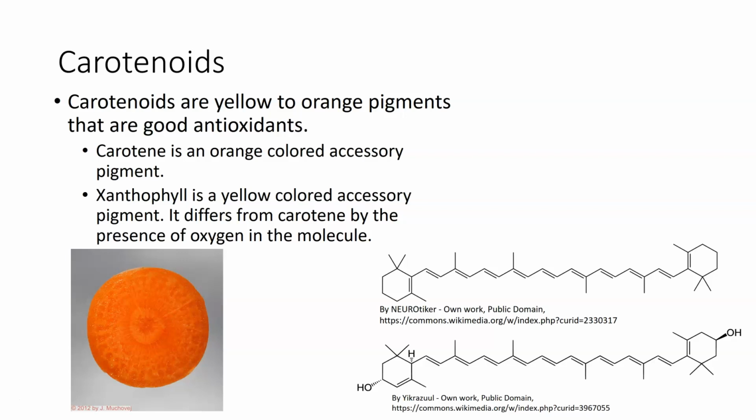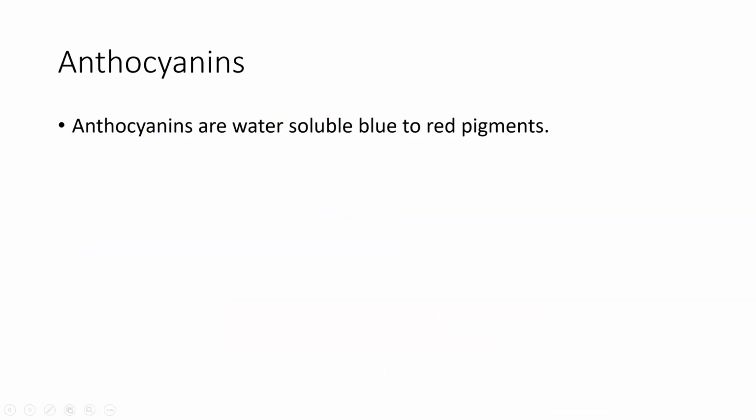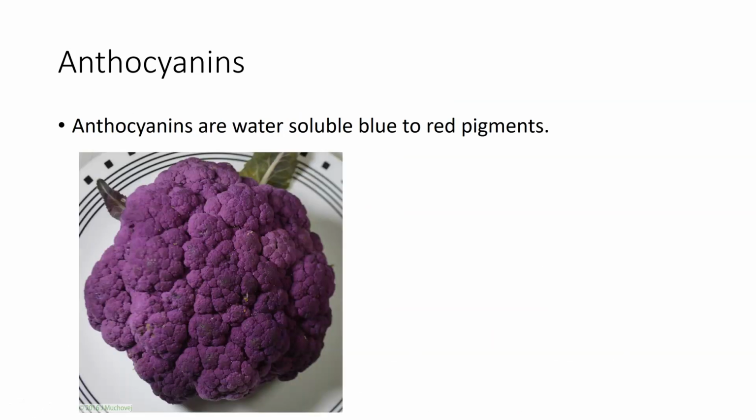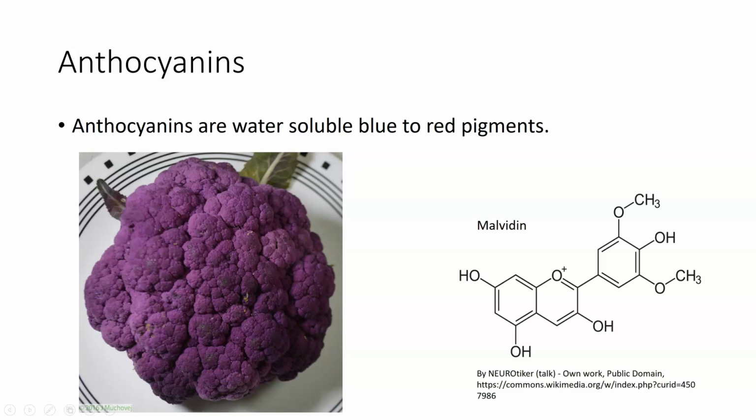These can be found in many different colored vegetables, which is why they always say to eat plant material that is colored. Anthocyanins are water-soluble blue to red pigments. Notice the color of this purple cauliflower. The structure of anthocyanins is more of a phenolic type than the other pigments, and can be found in many different fruits.